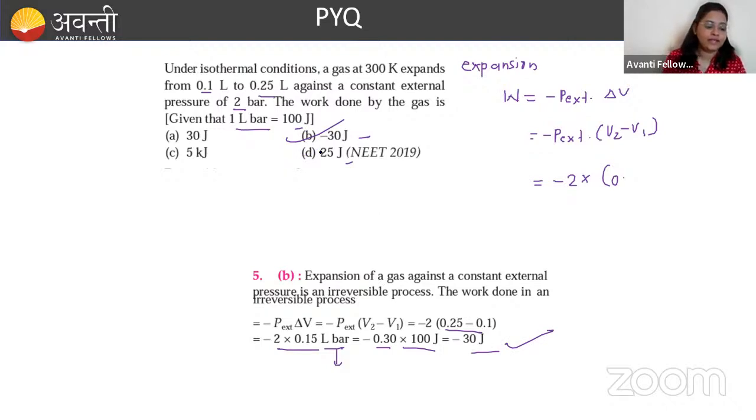Very simple problem. Everything was given. The quick and important thing here was that we need to convert the answer we get for work done into joule. Convert the liter bar into joule. Right, everyone? Okay, now let's move on to the next problem.